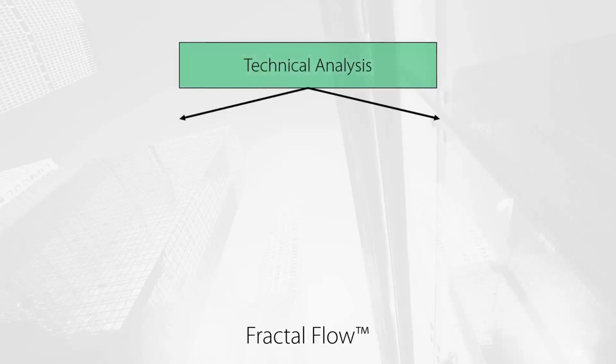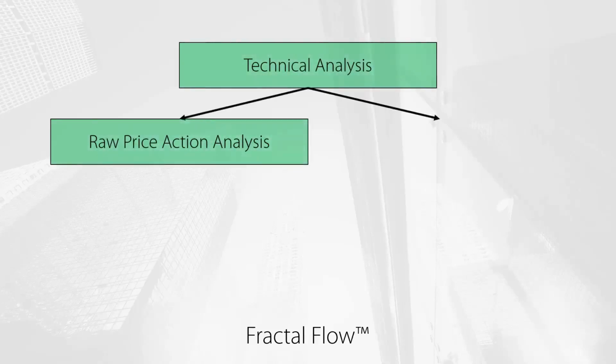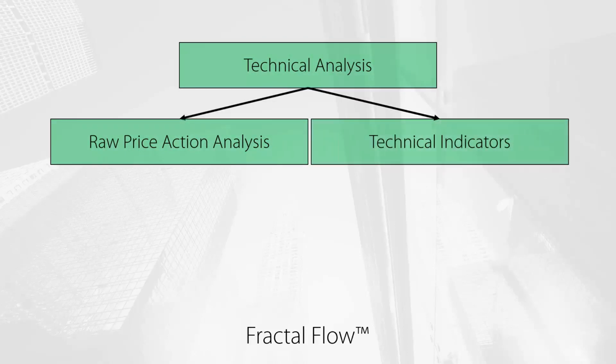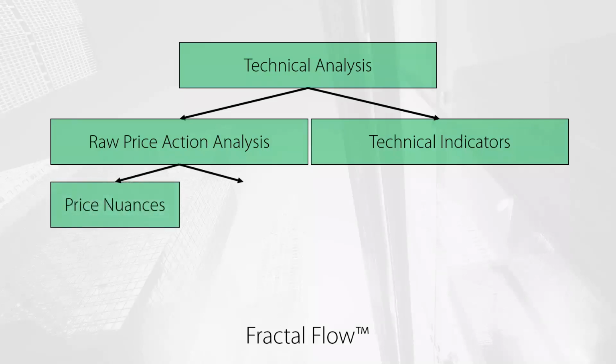The first is the raw price action analysis. The second is the use of technical indicators to process the raw price data in the attempt to extract useful information out of price. The price action analysis itself can be divided in 2 subcategories, which are the price nuance reading and the various types of lines that a trader can draw on a chart like Fibonacci levels, pitchforks, channels, support resistance lines and so on.